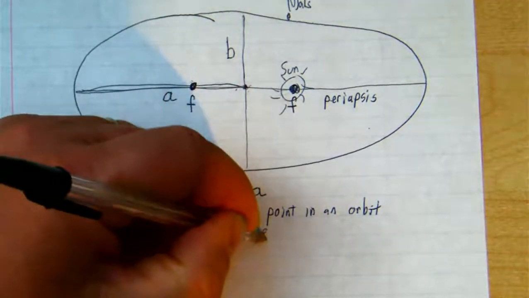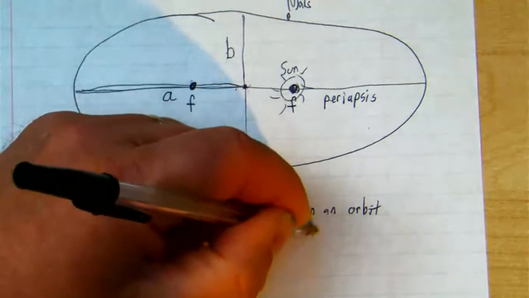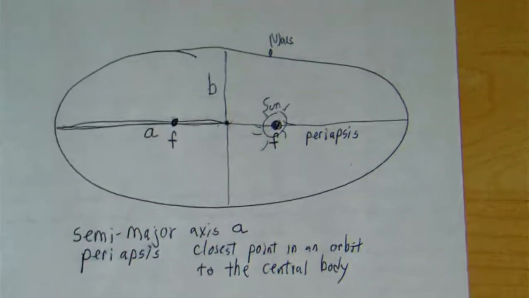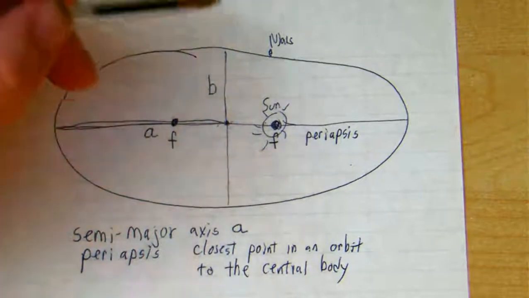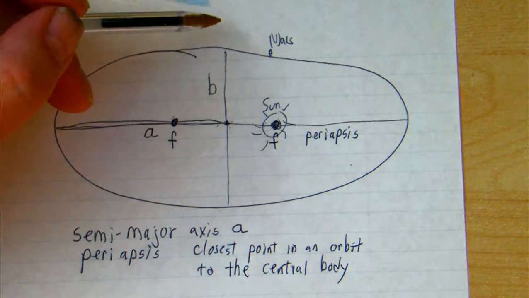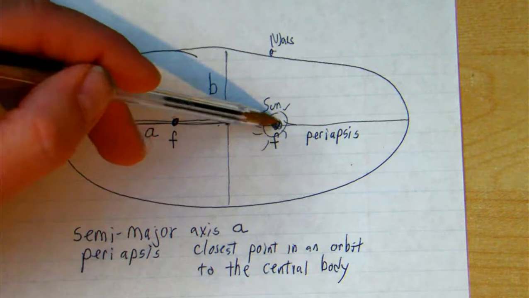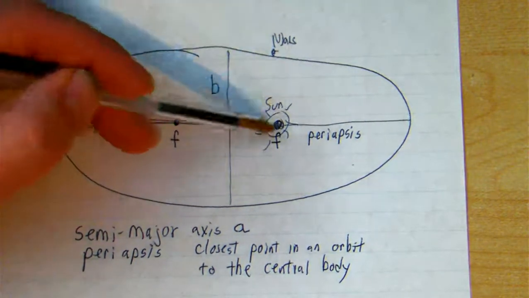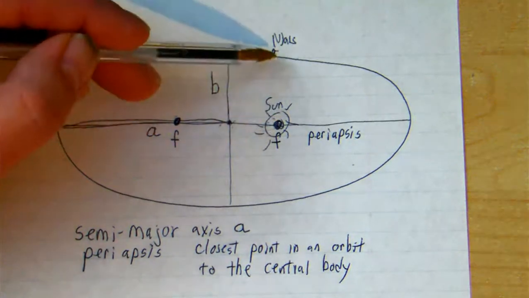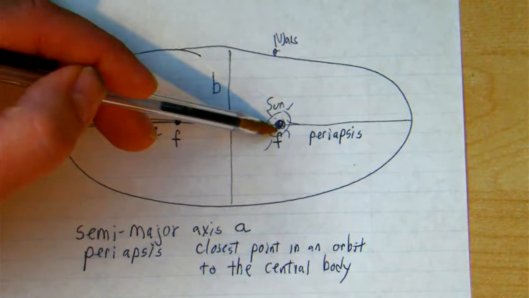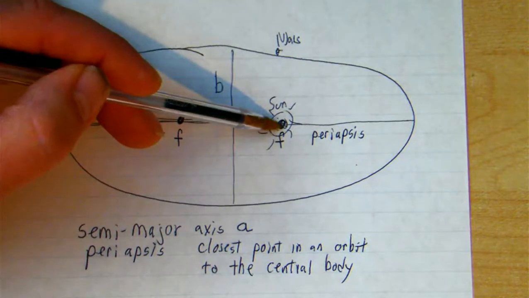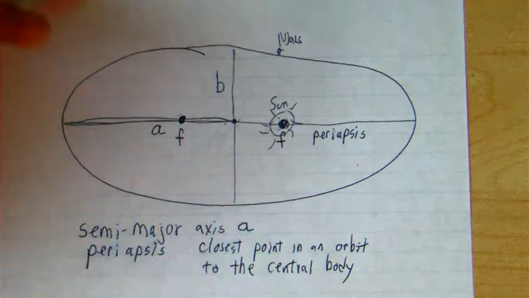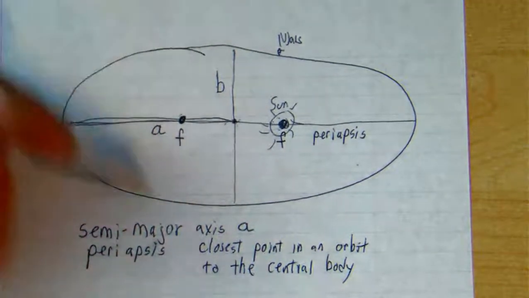to the central body. And central body is the STK term for whatever orbit we're looking at. If it's Mars going around the sun, then the sun is the central body. If it's the moon going around the Earth, then the Earth is the central body. If it's a spaceship going around the moon, then the moon is the central body. So that's their generic term for what is the object that you are orbiting, whatever it might be. Could be Pluto.